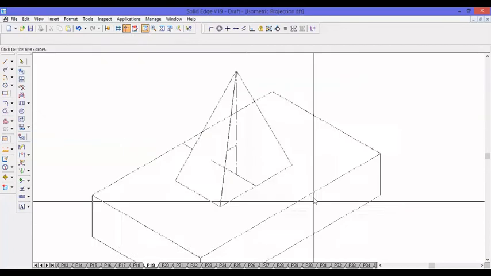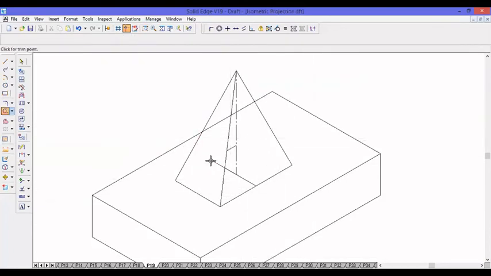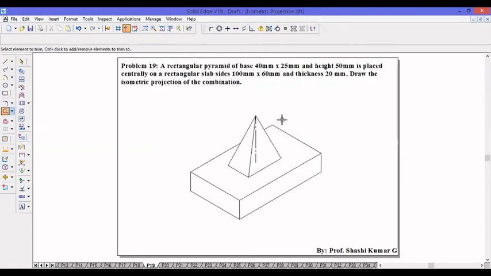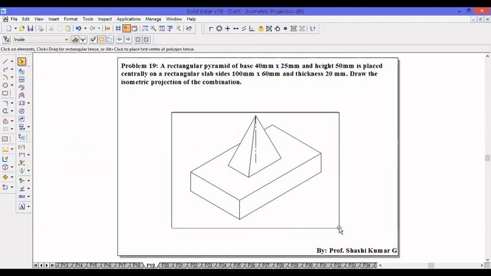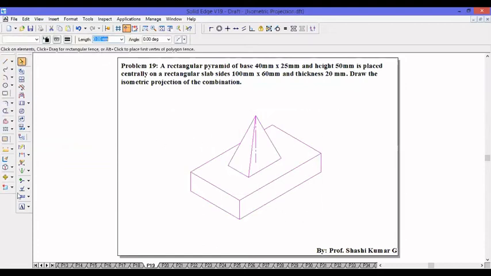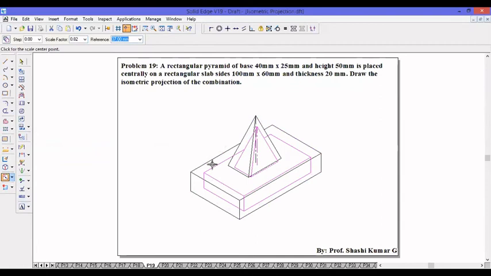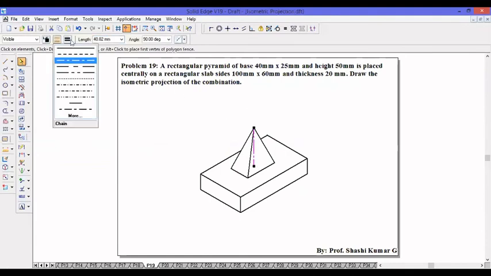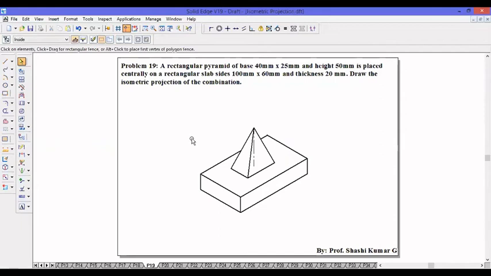Take zoom. Construction lines are not required. This edge is going to be invisible because the rectangular pyramid solid will hide the other edge of the prism. So take scale factor 0.8164 and place it. Make the line 0.5 thick. Axis line should be 0.13. So this is the solution for problem 19.